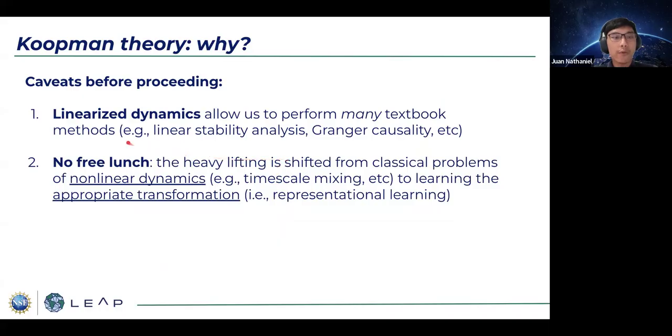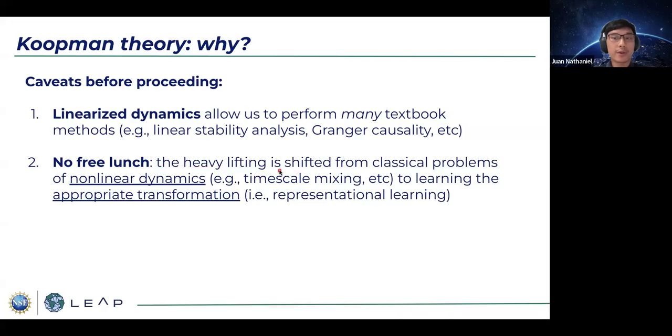So one of the advantages is that it is linearized approximately. So we are able to perform many textbook methods like linear stability analysis. So things like tipping point detection is pretty commonly used and applied here. And things like Granger causality, which we are going to formalize a little bit more, which we term as Koopman causality. But as I mentioned earlier, there's no free lunch.